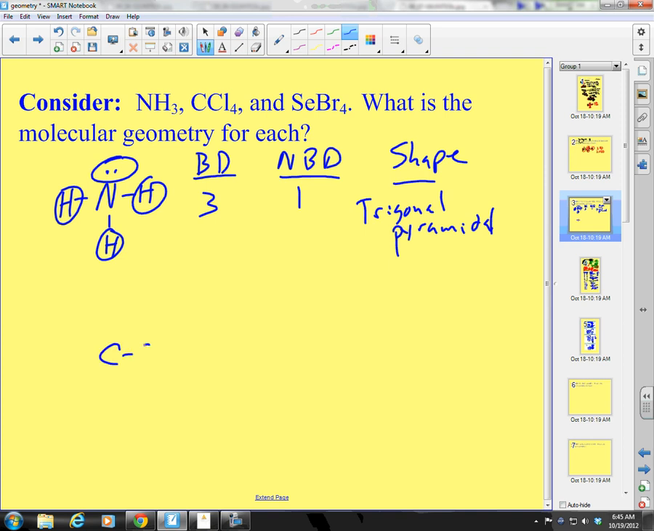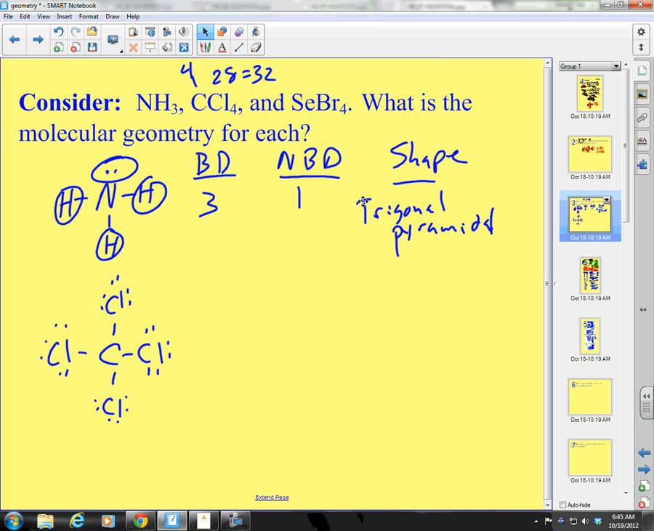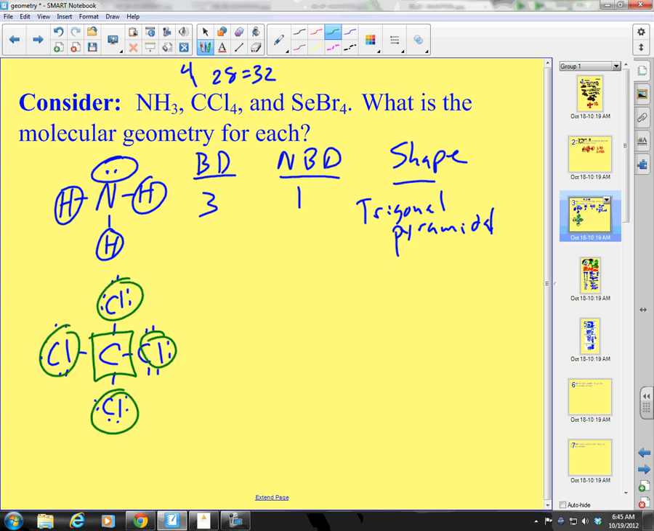We have to draw our carbon, our chlorines, right? And we should all be experts at this. Now, I should be careful, right? 4 and 28, I should have 32 electrons in my picture. 2, 4, 6, 8, 10, 12, 14, 16, 18, 20, 22, 24, 26, 28, 30, 32. Okay, so my picture is right. Let's look at my central atom. How many atoms are directly bonded to it? 1, 2, 3, 4. I have 4.